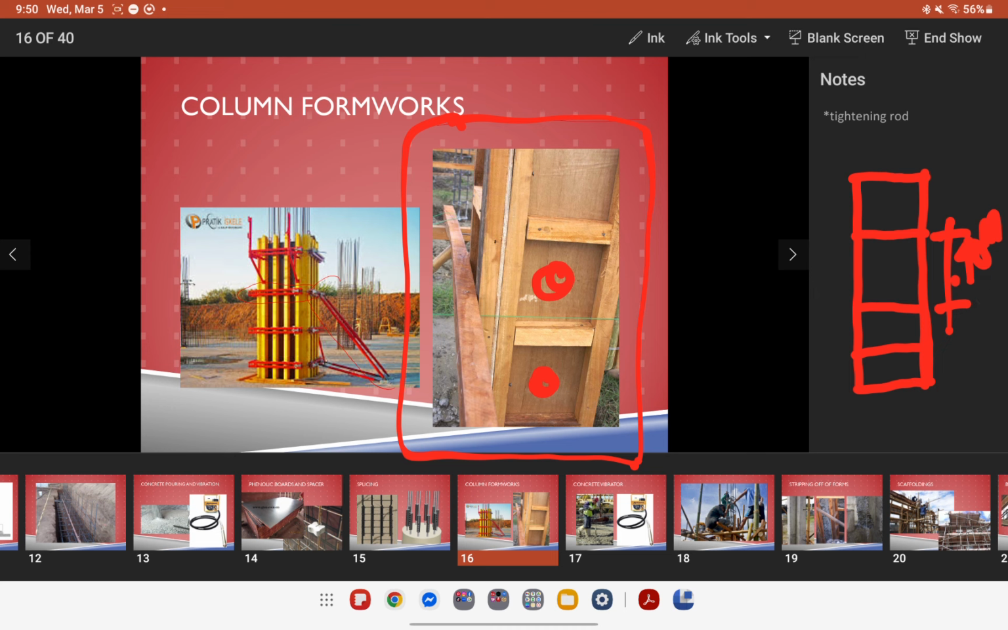Because if the spacing of the horizontal studs is too big, then this will be considered a weak spot. Therefore the column will look like this, in the spots where there are no studs.